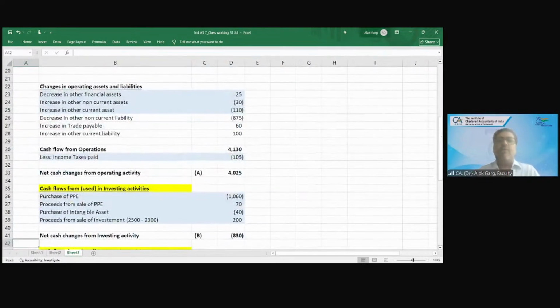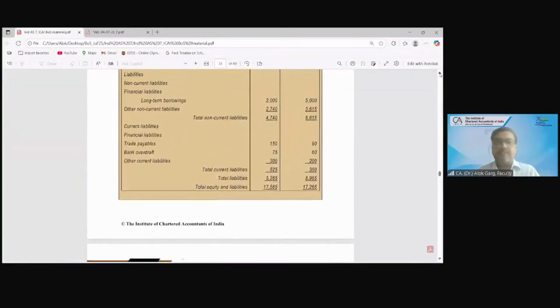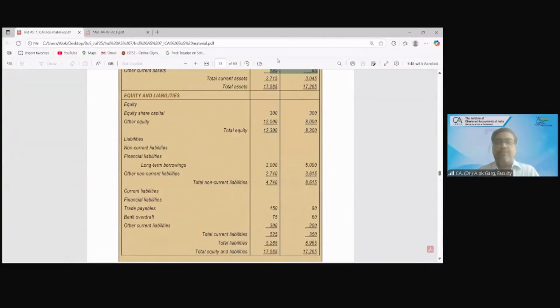Let's go further. Now come to the liability side. Of course we will not touch equity. Equity is the same. Long-term liability is reduced from 5,000 to 2,000, which means 3,000 rupees has been paid. Other non-current liabilities are also reduced. So a decrease in liability means outflow of cash, right? Decrease in long-term borrowing, increase in trade payable, bank overdraft we will take as part of cash and cash equivalent, and there is an increase in other current liability also.